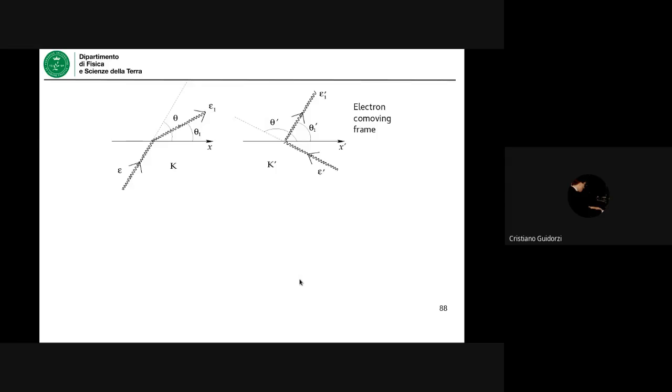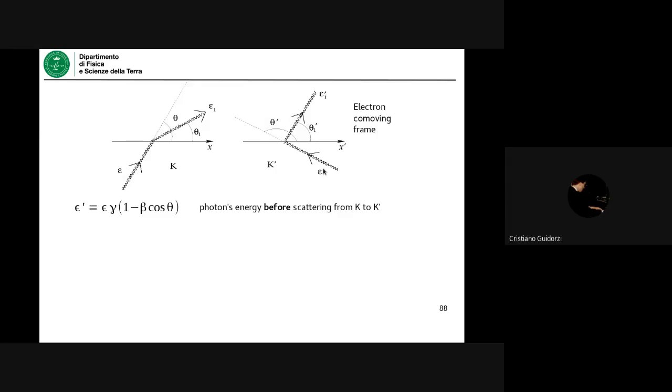So let's have a look at what happens. Well, we don't need to apply energy and momentum conservation. Of course, they have to hold, but we can just exploit what we already know in terms of Lorentz transformation and what we've seen about Compton scattering. First of all, let's assume we know epsilon, the initial energy of the photon in the lab frame. We want the corresponding quantity in the comoving frame.